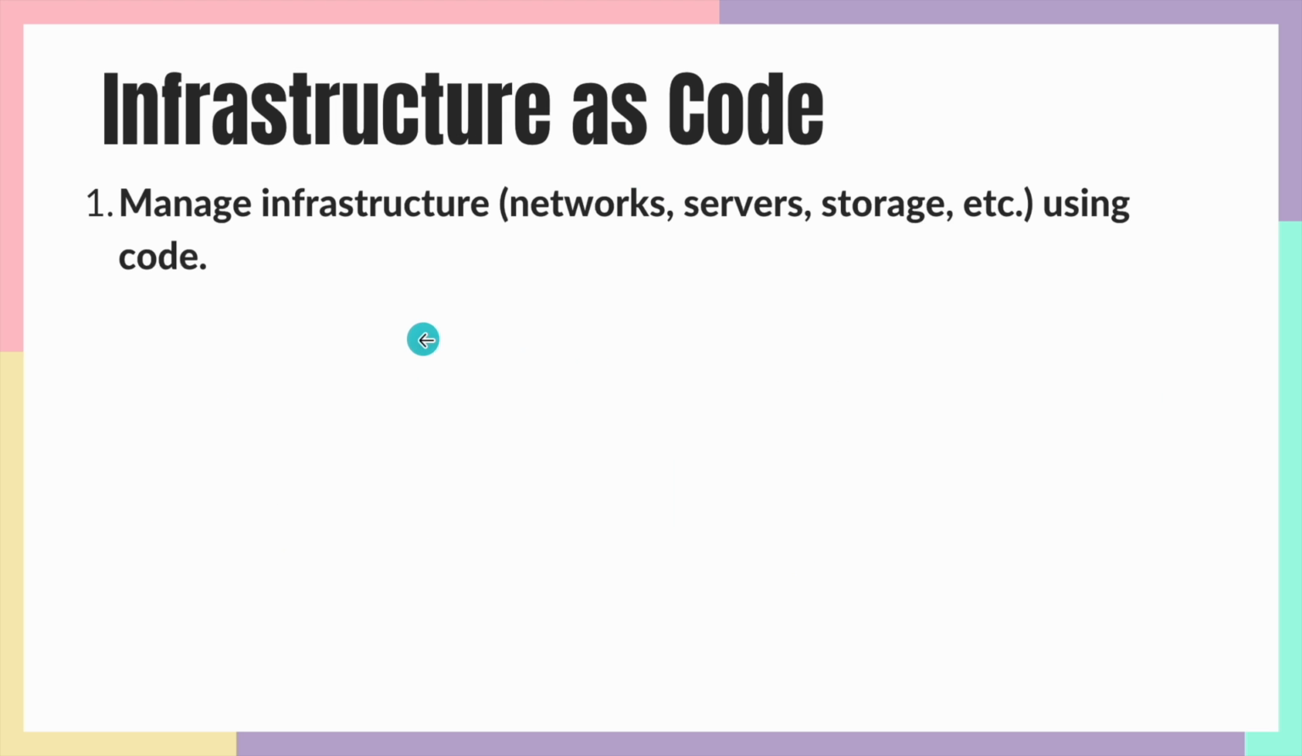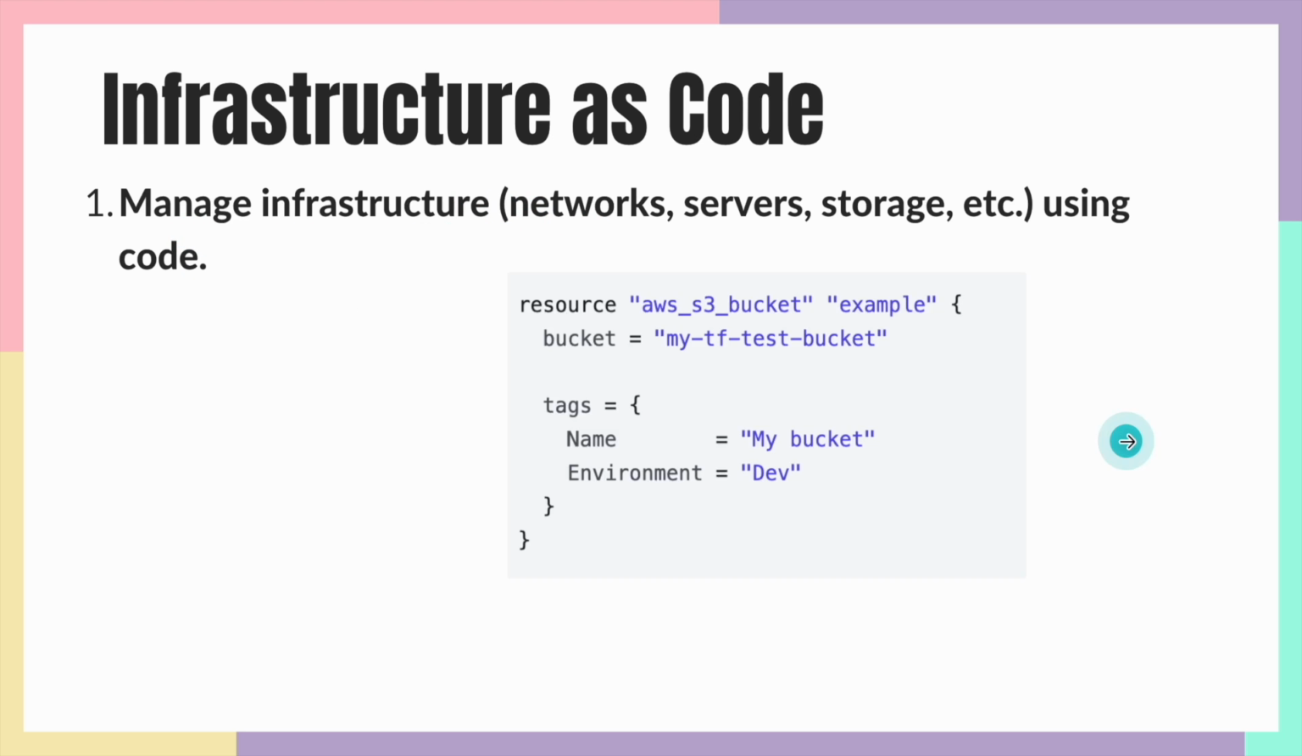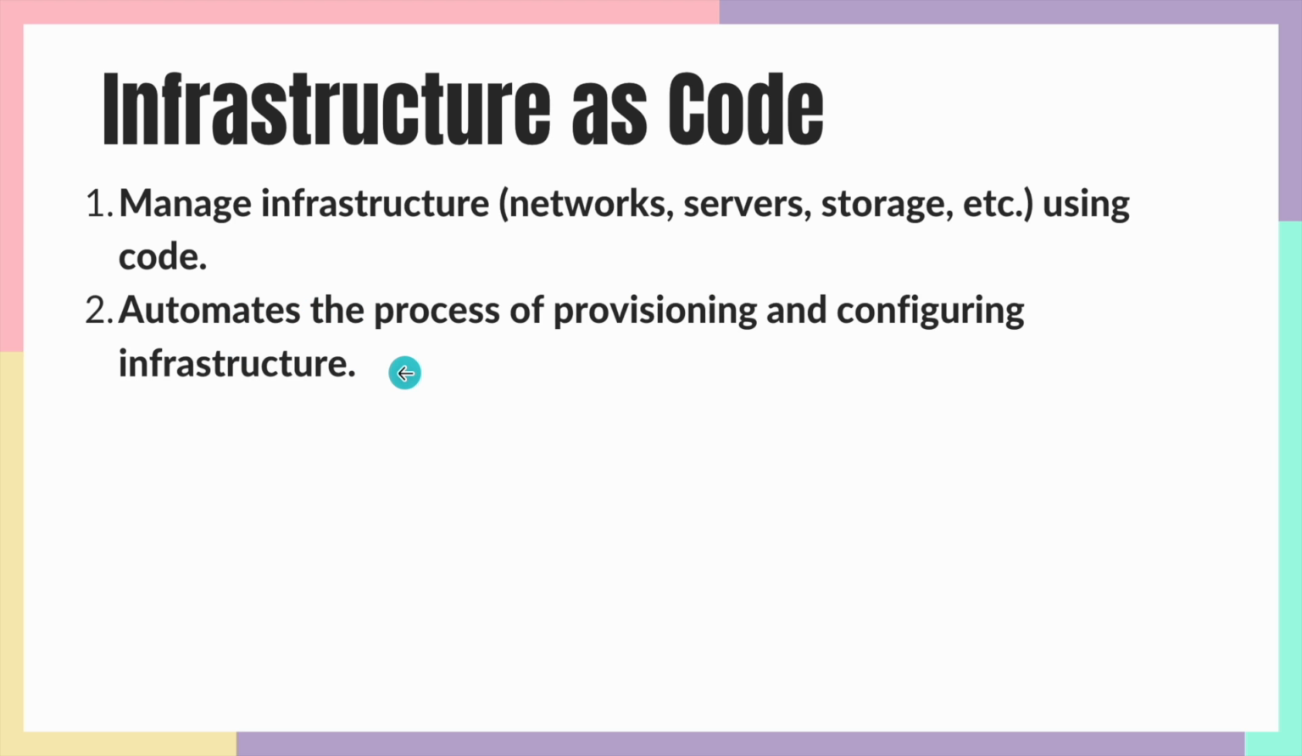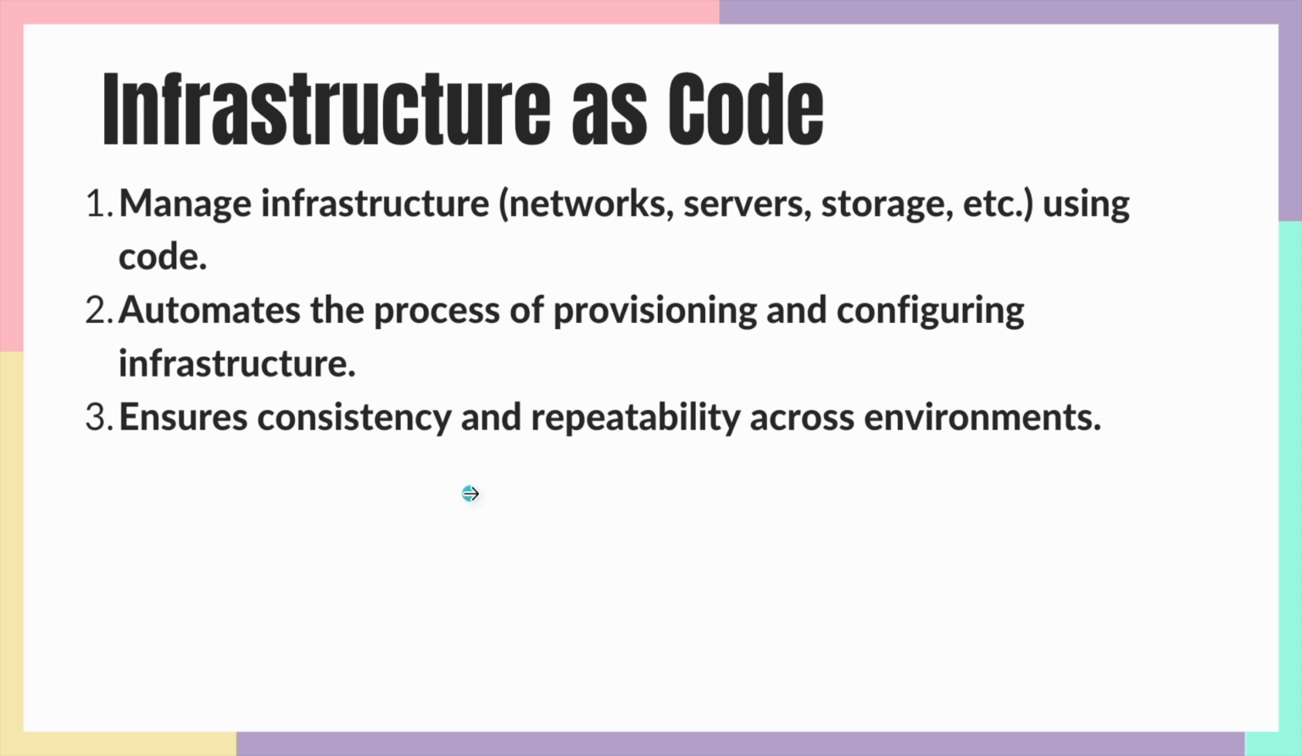So now that you have understood what infrastructure as code is, let's see some salient features of infrastructure as code. It helps us manage infrastructure using code. You write some code and you manage your resources using this piece of code, and it automates the process of provisioning and configuring infrastructure. So all these manual steps of updating, creating, and provisioning your infrastructure are avoided using infrastructure as code. It automates the process, and it ensures consistency and repeatability across environments. This point we already discussed in the previous slide.